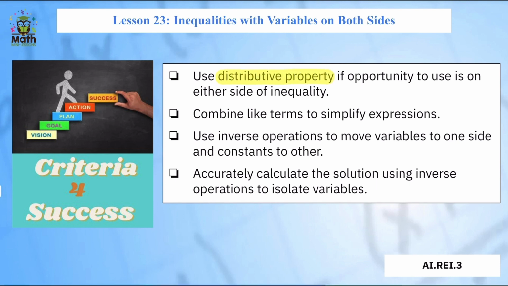We want to recognize when we have opportunities to distribute, when we can combine like terms so we can simplify our expressions, and then we're going to use our inverse operations to move the variables to the same expression, as well as the constants to the other expression. And we're going to make that movement happen. So we'll make some decisions, and then we're going to accurately calculate the solution using our inverse operations, and isolating the variable.